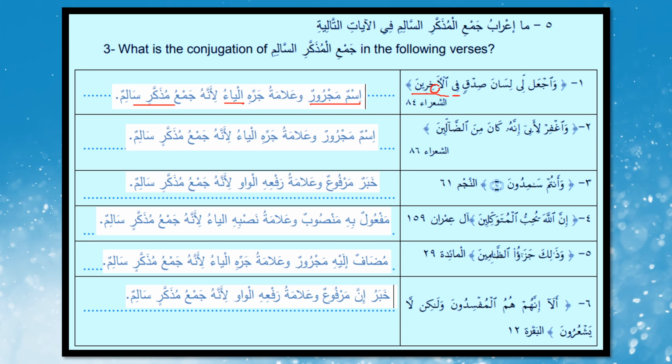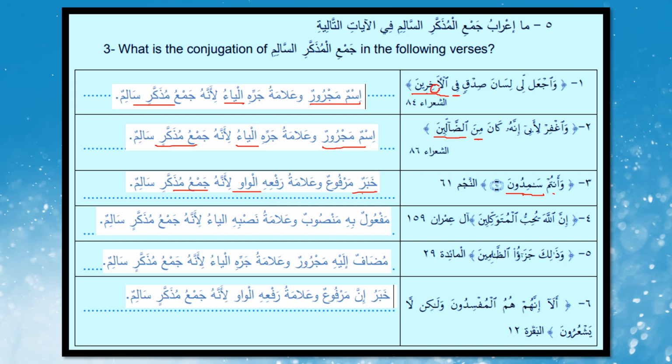وَاغْفِرْ لِي أَبِي إِنَّهُ كَانَ مِنَ الضَّالِّينَ. So this is our Jama Muzakkar Salim. It is after harf jar, so this is also ism majroor with ya because it's a Jama Muzakkar. وَأَنْتُمْ سَامِدُونَ. This is our Jama Muzakkar. وَأَنْتُمْ, so this is Jumla Ismiya, Mubtada and Khabar. So khabarun marfoon, raf'ihi al-waw, it is jama muzakkar salim.